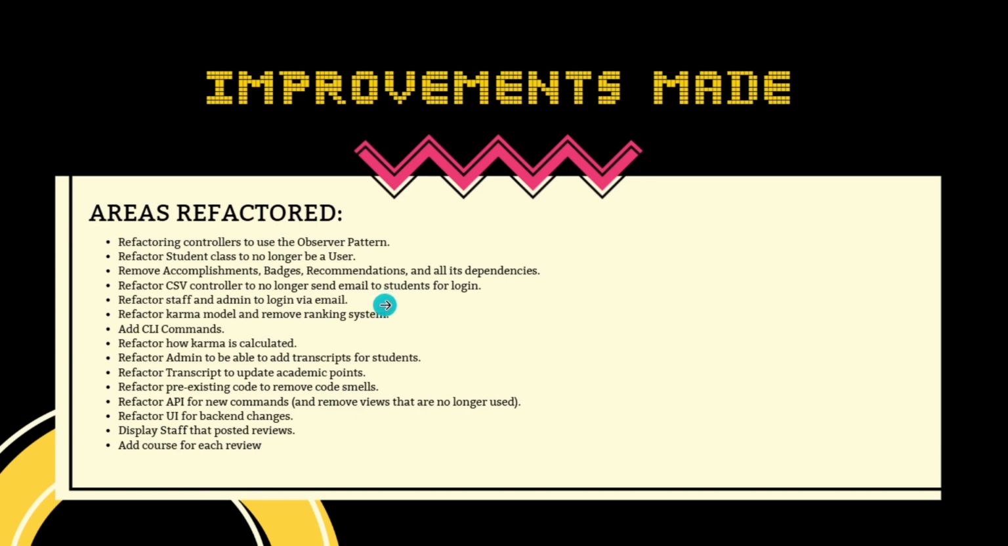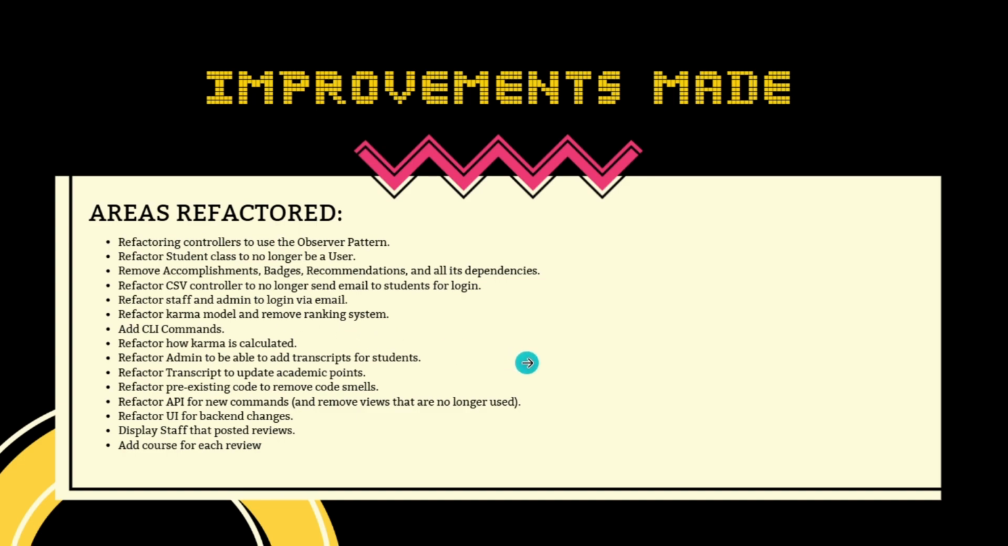Some major factors would be the student class redesign. Previously, students were tied to the user class, which wasn't ideal for the project structure. We refactored the student class to be independent of user, creating a cleaner separation of concerns. For the karma calculation, we redesigned how karma is calculated, ensuring it's more intuitive and directly tied to reviews, incidents, and transcripts. We also removed the ranking system as it didn't add any value to the use case.